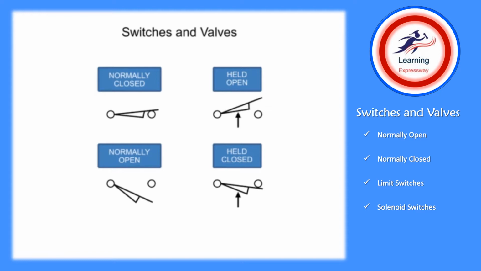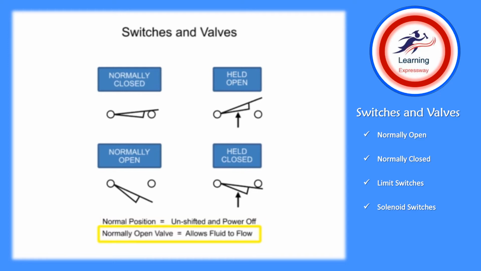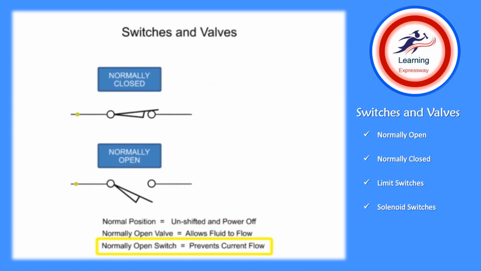Wiring diagram graphic symbols for limit switches are used to identify both its location within the electrical circuit and the state of the switch contacts. The most common contact symbols show whether the switch is normally open or normally closed. As before, a switch is considered to be in its normal state when it is unshifted with the power off. While a normally open valve allows fluid to flow, a normally open switch prevents current from flowing. Electrical current can flow across the switch as long as both sides are touching contactors.